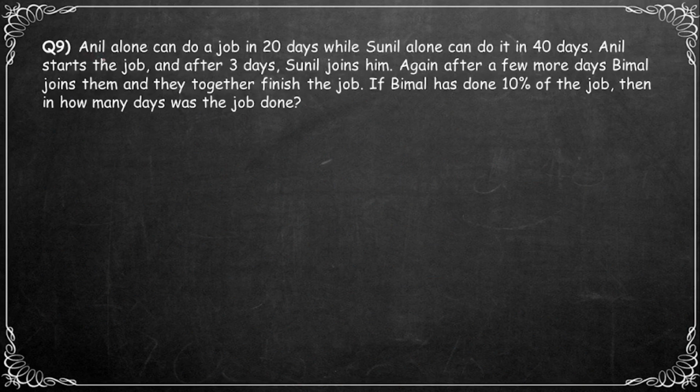Question 9. Anil alone can do a job in 20 days while Sunil alone can do it in 40 days. Anil starts the job and after 3 days Sunil joins him. Again after a few more days Bimal joins them and they together finish the job. If Bimal has done 10% of the job, then in how many days was the job done? So Anil can do the job in 20 days, Sunil can do the job in 40 days, and we don't know about Bimal. We'll check that.